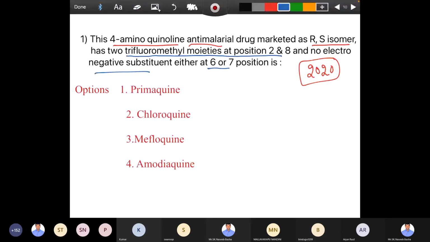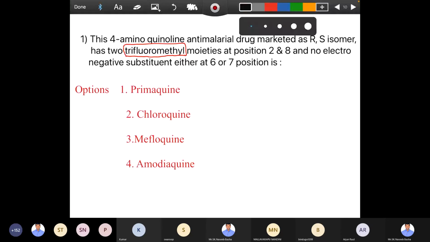See, this question is about anti-malarials. Now, what is the question about? It completely talks about SAR. It says that a 4-amino derivative and no electron withdrawing group at 6 and 7 position, and it has got 2 trifluoromethyl moieties at some position, and you need to know what the drug is. So the important thing in this question is this one: you need to find out an anti-malarial drug with trifluoromethyl moiety. So this is the question.